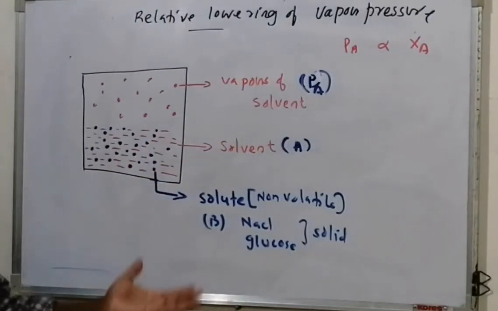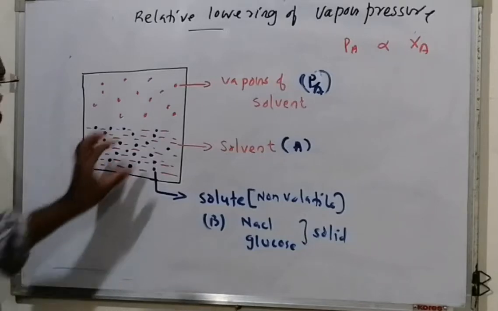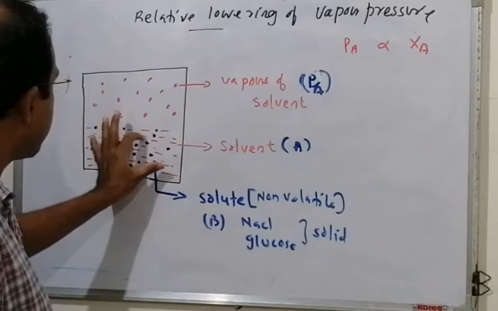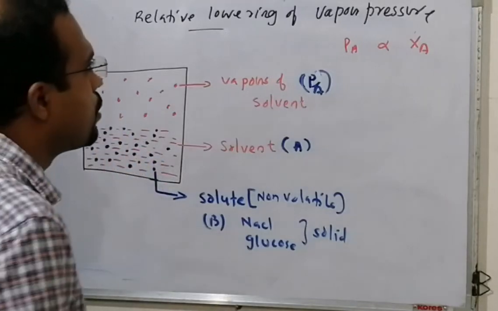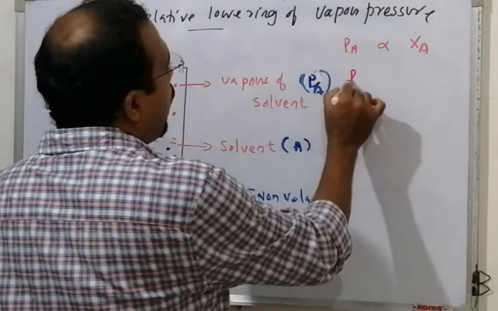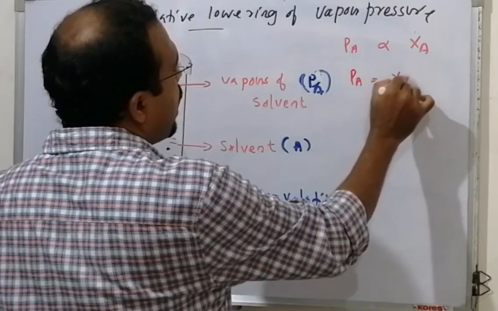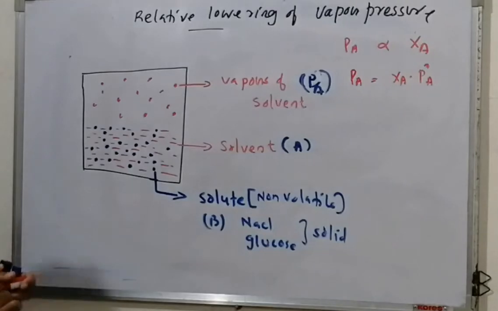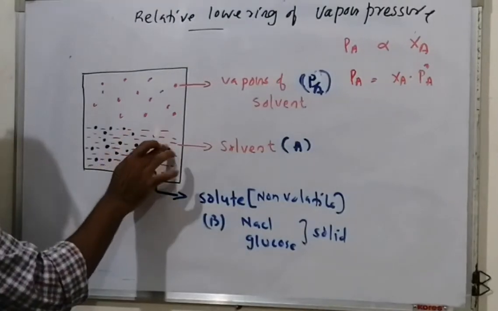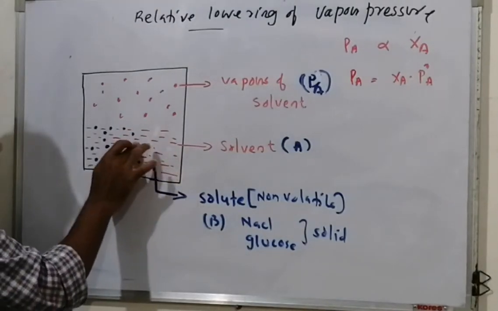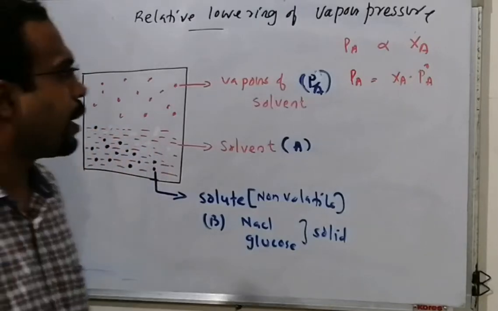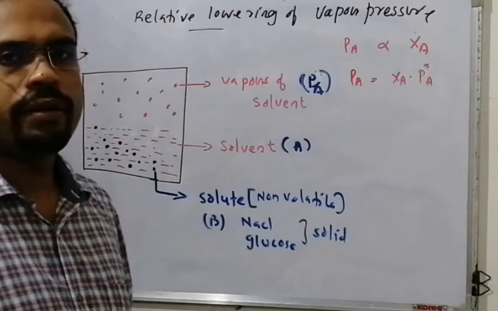We have already learned this idea from Raoult's law. Vapor pressure of A is directly proportional to the mole fraction of A in the solution, or PA is equal to XA into P0A. What is P0A? P0A is the vapor pressure when there is no solute.